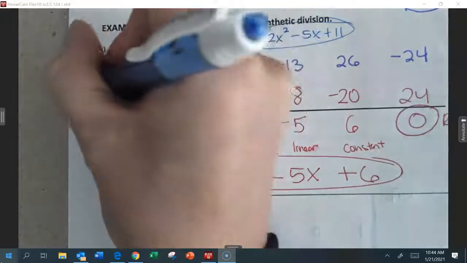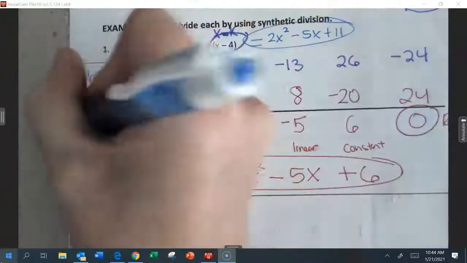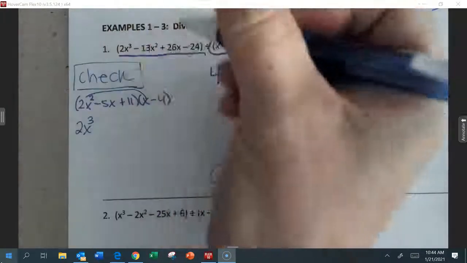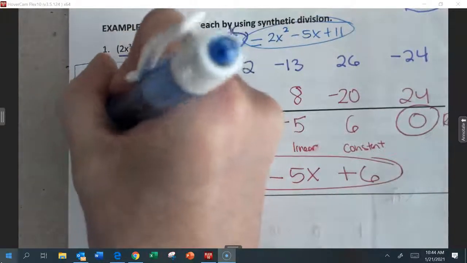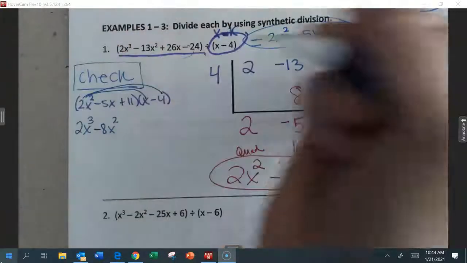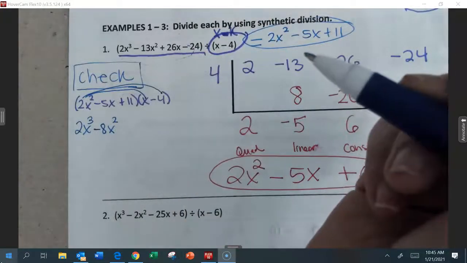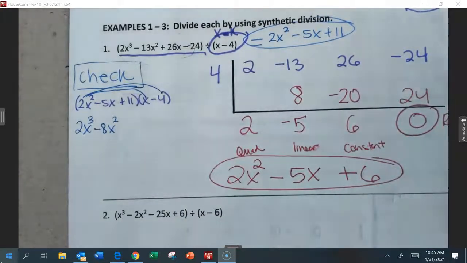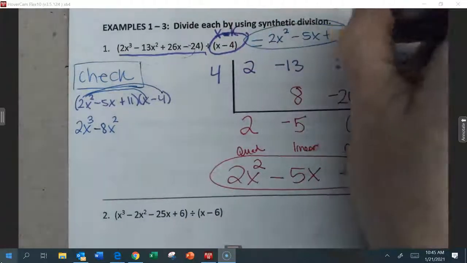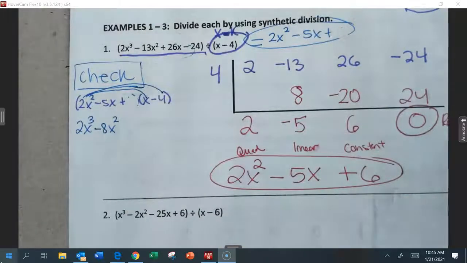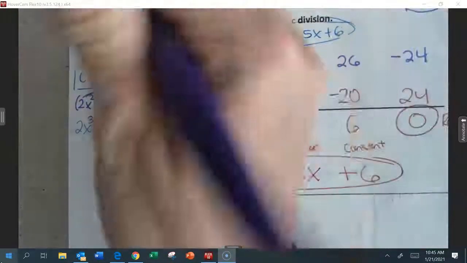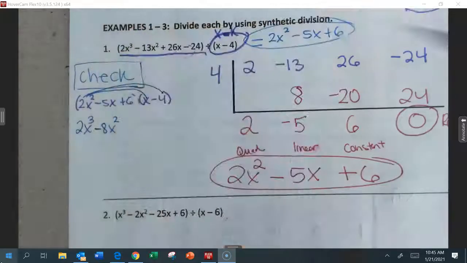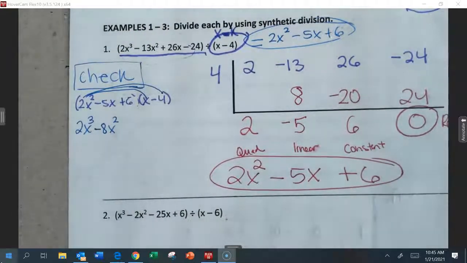Ready? Here we go. 2x to the second times x is 2x to the third. 2x times negative 4 is minus 8x squared. Oh, did I write the wrong thing down? Why did I do that? Thank you, everyone. You're on the ball. Yeah, that would have been a disaster, wouldn't it? Sorry. Now let's multiply our answer back by the divisor to get the dividend where we started.